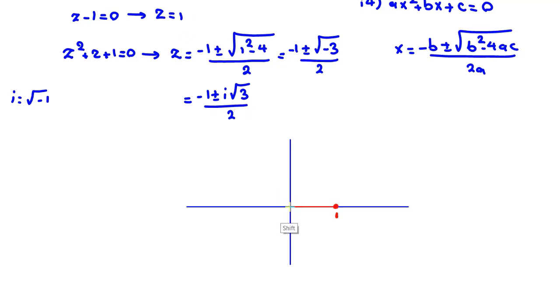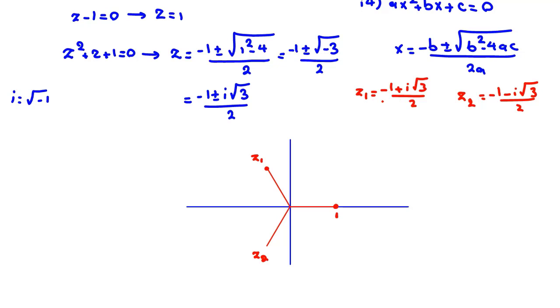It is this. If we draw here, okay, they will be these answers. And let's see why. Z1 is negative 1 plus i root 3 over 2, and Z2 equals negative 1 minus i root 3 over 2, okay? For both of them, the x part is negative 1 over 2, and this part is root 3 over 2.